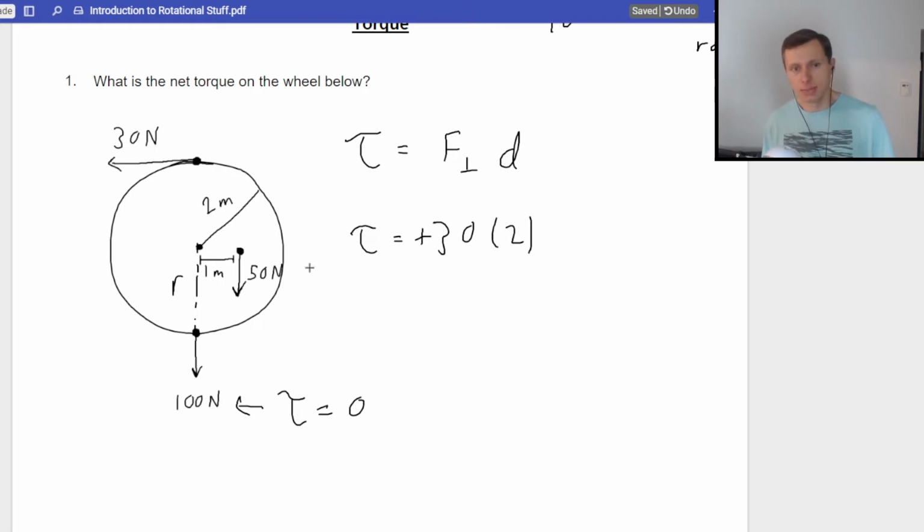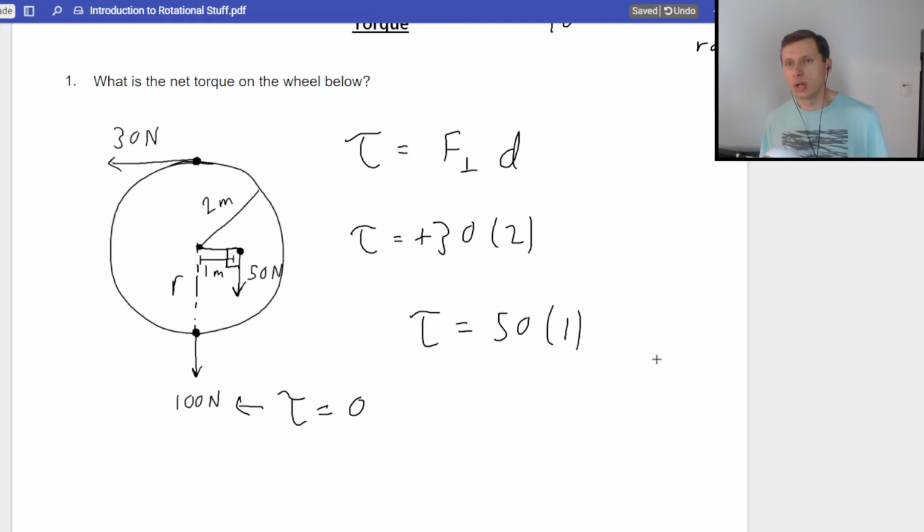Okay, good. Now for the last one, our 50 Newton force. First of all, I'll just tell you it is perpendicular. Perpendicular to what? Perpendicular to the radius right there. There's our 90-degree angle. Perfect. And now I need to say that torque is equal to the force, which is 50, times the radius, which in this case is only 1 meter away. It's not 2 meters. It's 1 meter away. So that brings up a good question. Does it matter where the force is located? Yes.